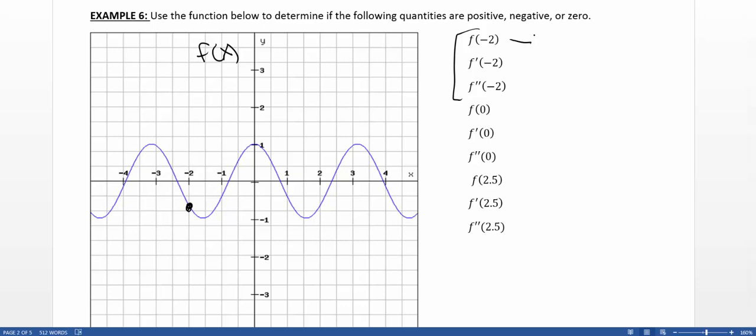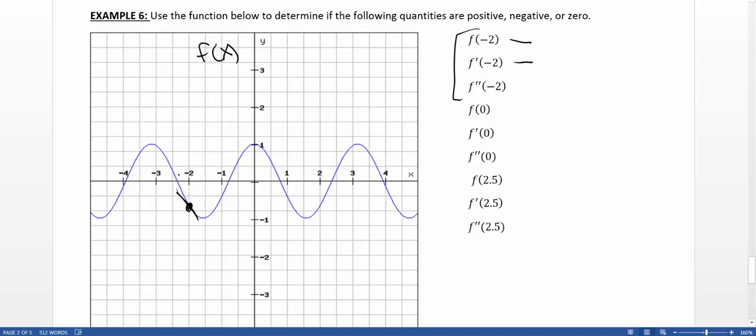F prime of negative 2, the first derivative, is going to consider whether or not the slope of the tangent line is positive, negative, or 0. We can see that we're decreasing there, and a quick sketch of the tangent line also helps us see that the first derivative is going to be negative because the slope of that tangent line is negative.